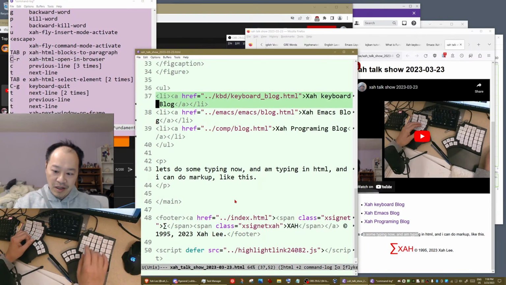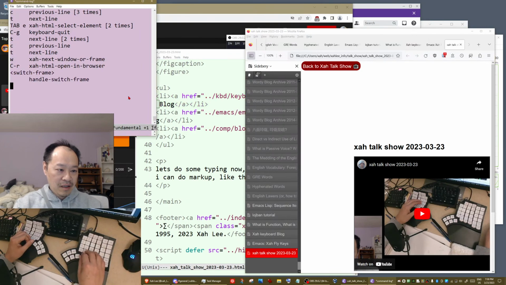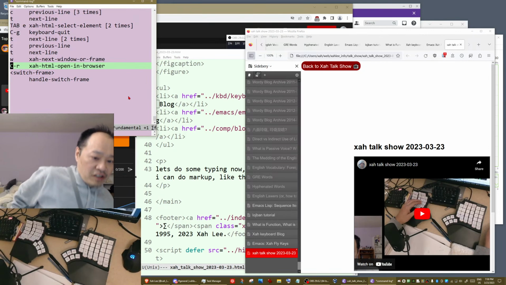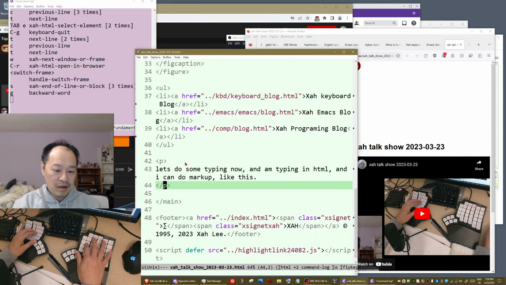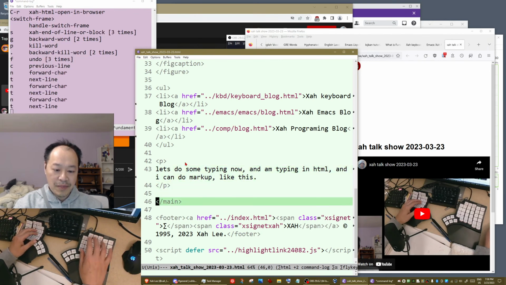Let me show you. I want to show this page in browser. I press this key on Ultimate Hacking Keyboard. Bam, there you go. Now back to Emacs. Now you can see that's Control R. I don't actually type control, but it's the key marker. That's why you see the control. So my point here is that when you use Xah keys, you almost never need to press the control key or meta key, okay?